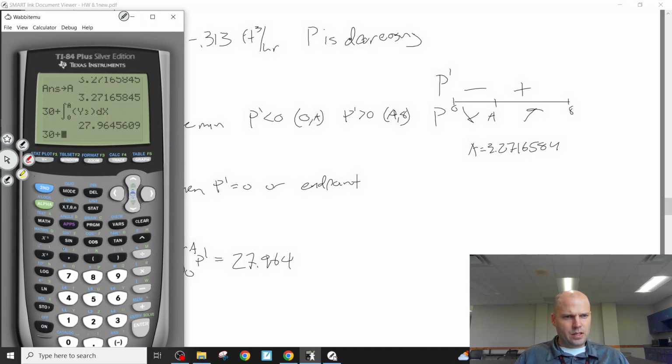30 plus the integral 0 to A of y1. So this will be my total in, minus the integral 0 to A of y2. Yes. Okay. You get the same as 0 to A of y3, which is y1 minus y2.